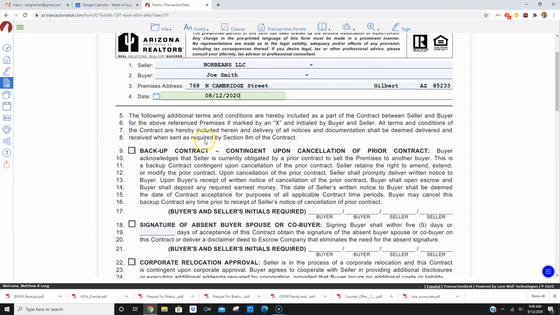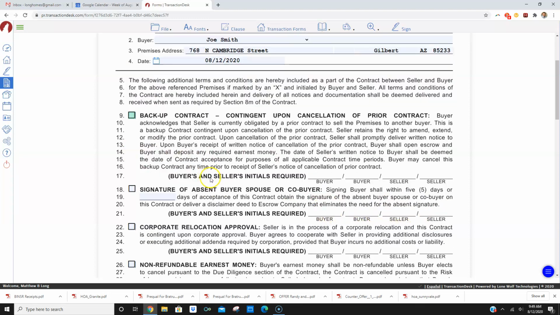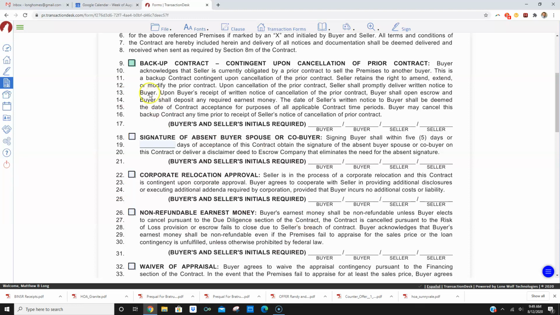And lines 5 through 8 basically say, hey, only the thing that's marked with an X actually applies to the situation. And it needs to be not only marked with an X, but also initialed here by everybody. That way people aren't thinking everything's included. It's only what's marked with an X in its big checkbox here. So first thing, we're just going to go down this in order.